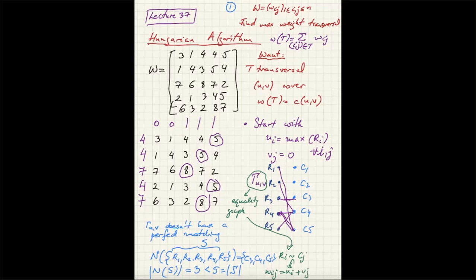Okay, so let's go back to the matrix. Now we can check again. In the new matrix, we can try to mark again the positions where we have equality. So maybe it's easier if I do it on a different page here.